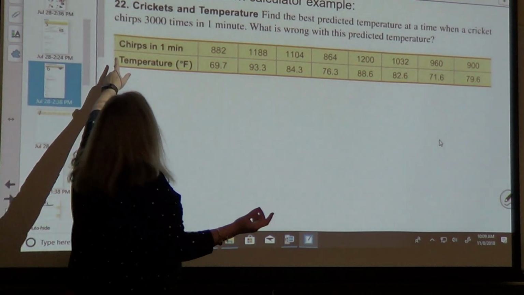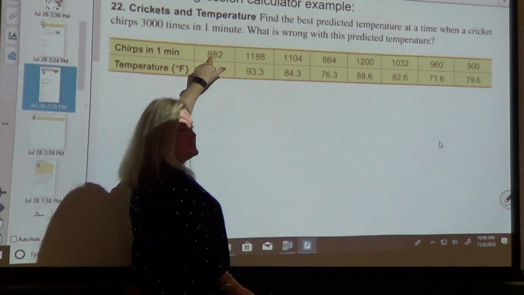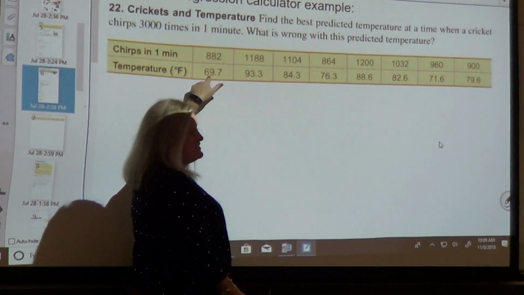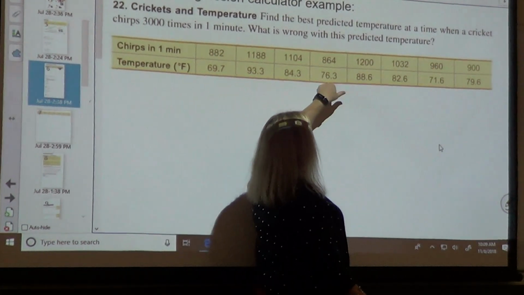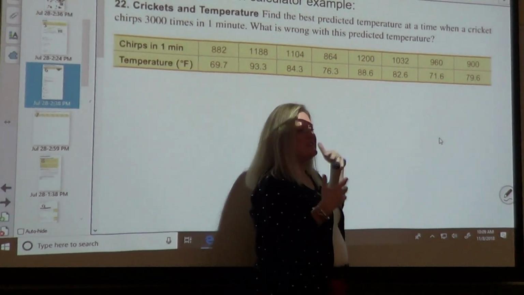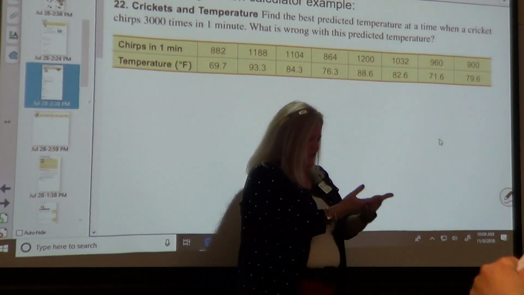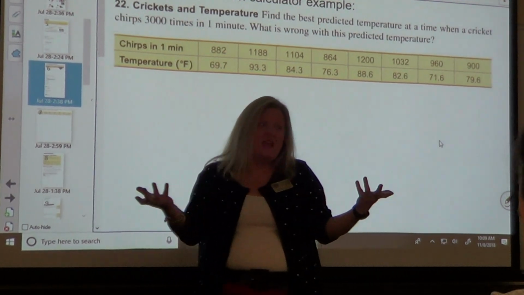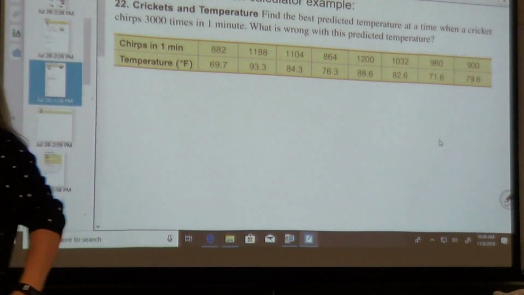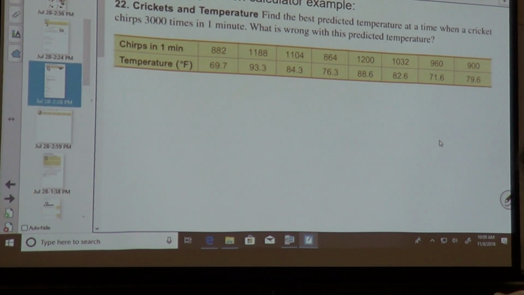I know. So, this is how many times a cricket chirps in a minute if it's 69 degrees. This is how many times a cricket chirps if it's 93 degrees. So we have all this data. You know, who goes out there and counts how many times a cricket chirps in a minute and what the temperature is? But we have this data. So, we need to go through first in the calculator.